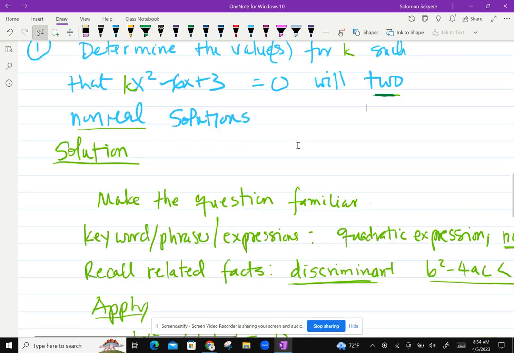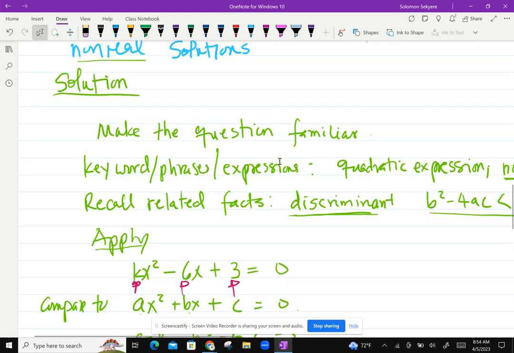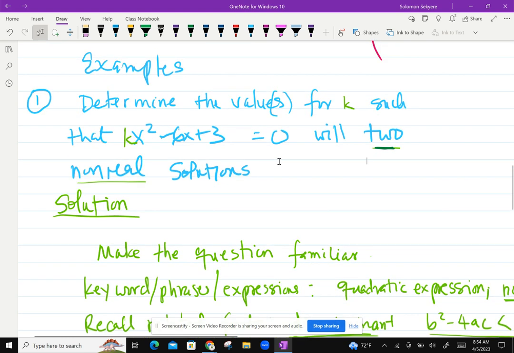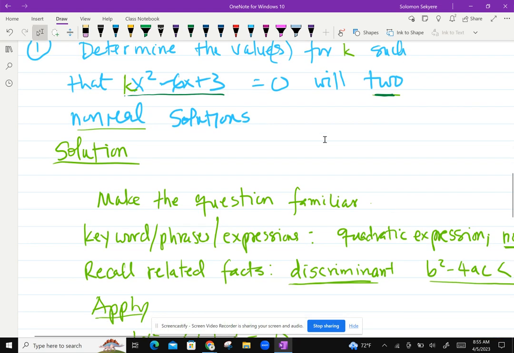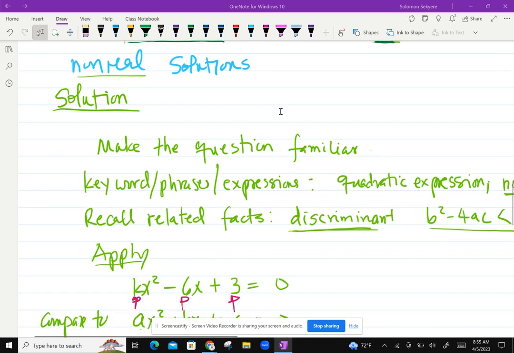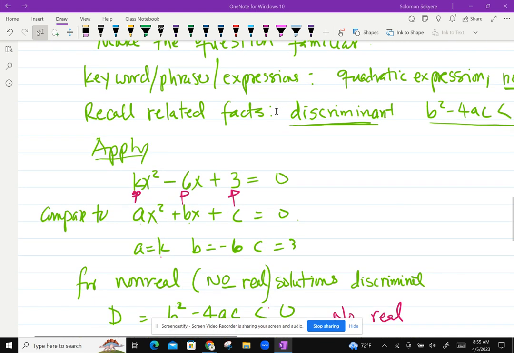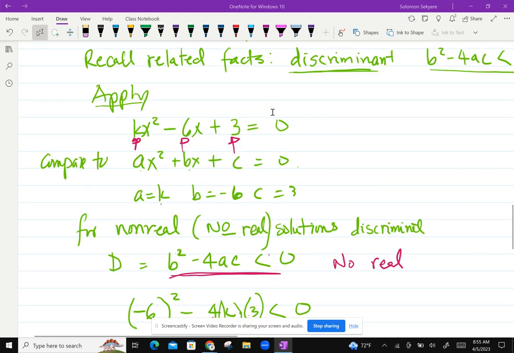So you look at it. Use Uncle Solo's problem-solving guide. We're going to make the question familiar. Let's identify some keywords, phrases, expressions. We have a quadratic expression, so we start thinking this is about quadratic equations. We also have non-real solutions. That's a hint, and then you start thinking the discriminant. What is the discriminant? b² - 4ac. When it's going to be non-real, what's the condition? The discriminant is less than 0.